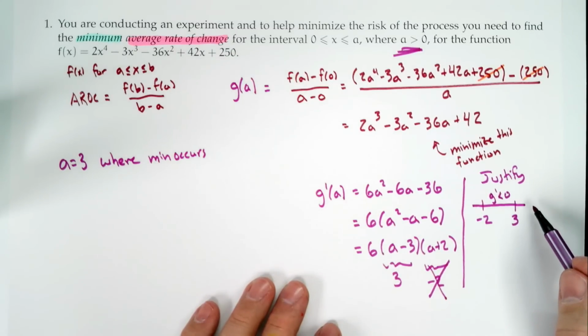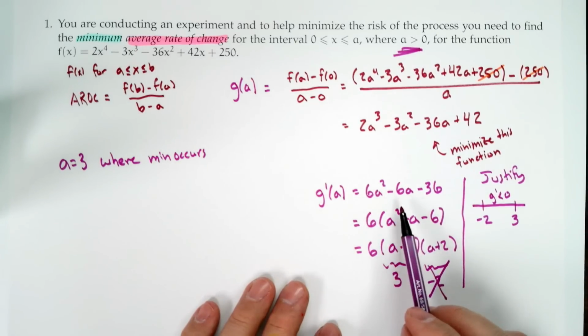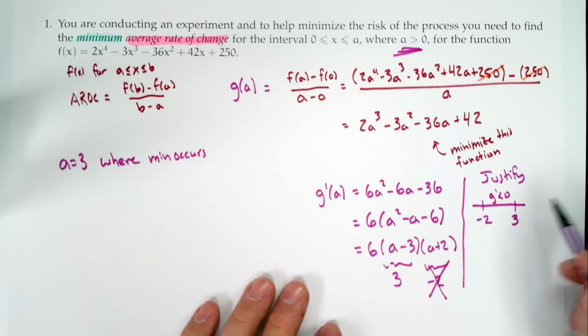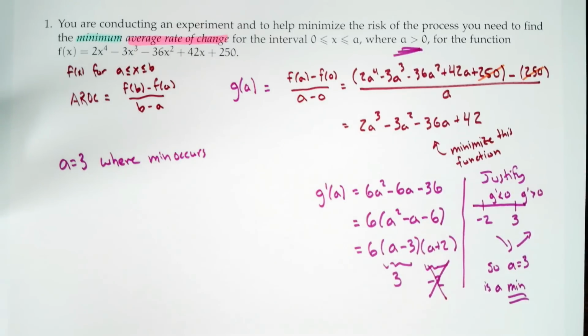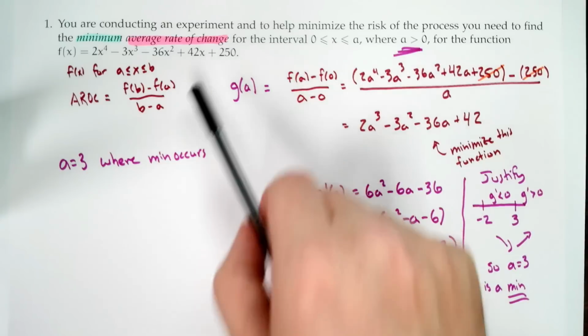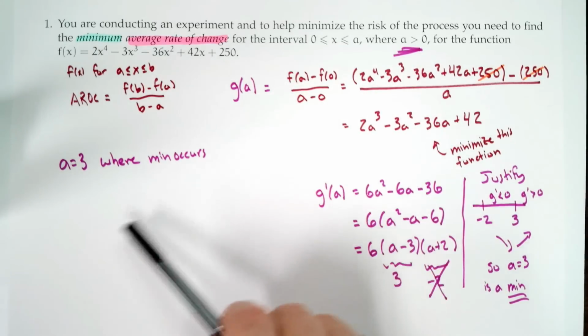Now plug in 5 or 100, maybe a million. 6 times a million squared minus 6 times a million minus 36. Definitely positive. Going up. So I go down, then I go up. And so I can conclude a equals 3 is a min. Good. So we definitely know when it occurs. But we've got to be careful here because what is it we're trying to find? We're trying to find the minimum average rate of change. This tells us when we get a minimum.